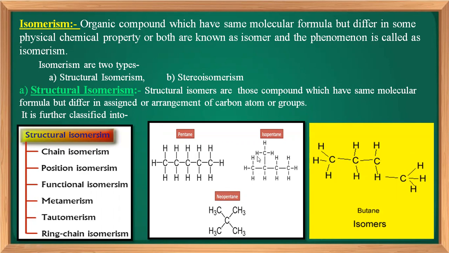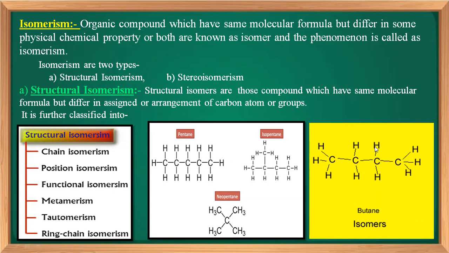This is pentane, but this compound also contains five carbon atoms, with a substituent, that is an alkyl group, a methyl group CH3, attached just above this carbon atom. That means it is on the second carbon atom from the left side. That's why it is isopentane, and pentane and isopentane are isomers of each other.